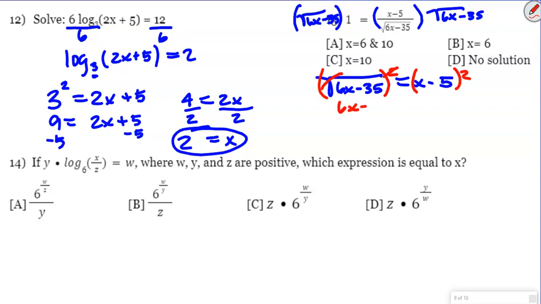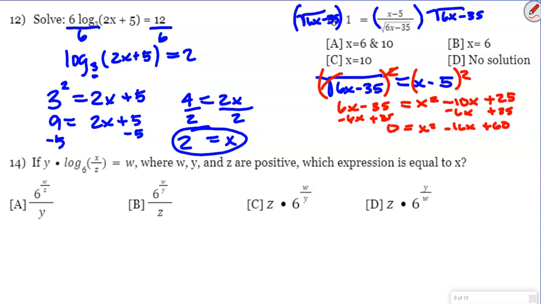So this gives me 6x minus 35, and when I square that, and you guys can use the box if you need to, this is x squared minus 10x, and negative 5 times negative 5 is 25, right? So then we're going to subtract the 6x and add the 35. So subtract 6x, add the 35. That's going to give me x squared minus 16x plus 60, and that equals 0.